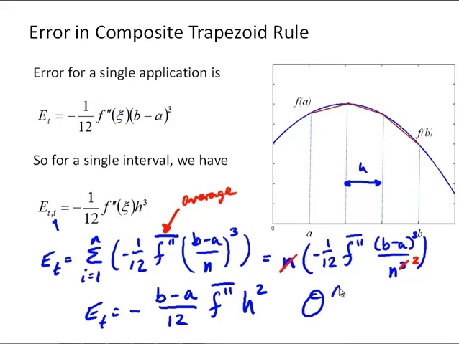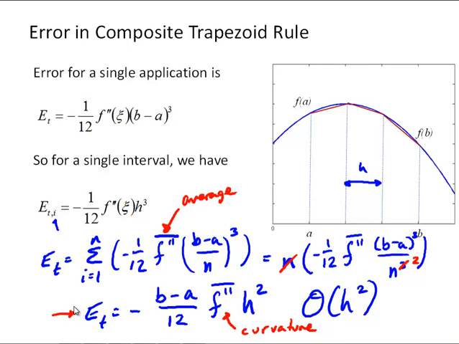So this is going to be second order accurate with respect to our interval spacing, and also depending on the curvature of the function. And that's not too surprising. So the smaller intervals we use, the more accurate we get, and the less curvature of the function, the more accurate we get with the trapezoid rule.